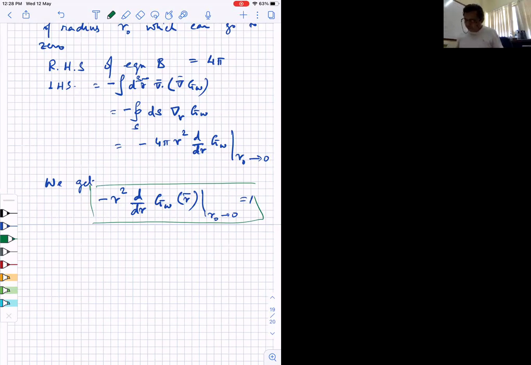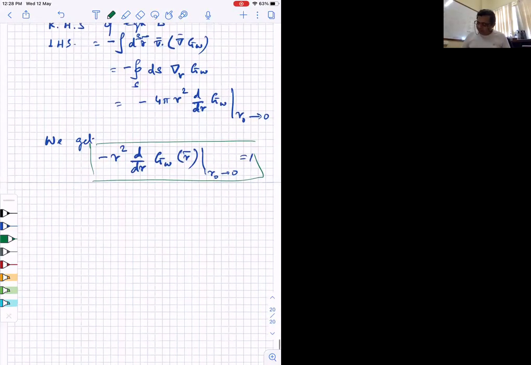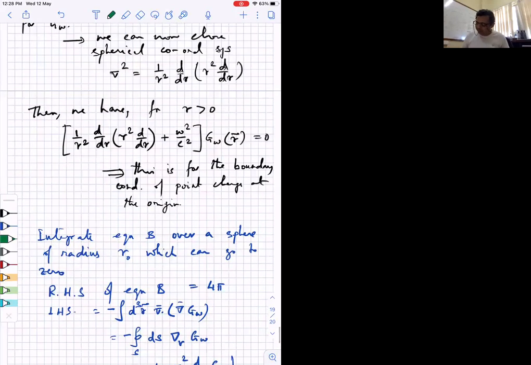Now, where is omega dependence? There should be omega squared by c squared, right? It will come. I'll come to it. You're right. There is an omega dependence. So where is that omega dependence? As you rightly point out, there is an omega squared by c squared in the differential equation.